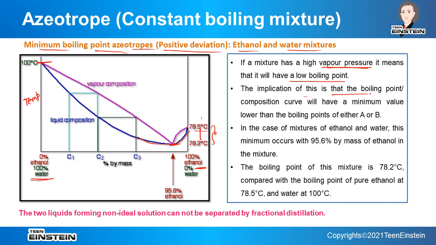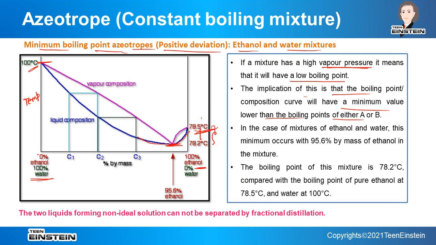So the implication of this is that the boiling point composition curve will have a minimum value which is lower than the boiling point of either component A or B. So this is 100 for pure water, this is 78.5 degrees centigrade for pure ethanol, and the minimum point that you are getting is lower than both of these values. So that is why it is a minimum boiling point azeotrope.